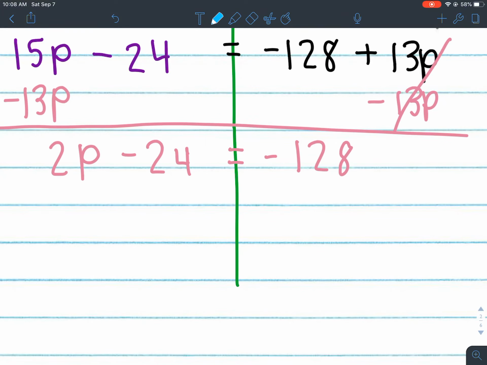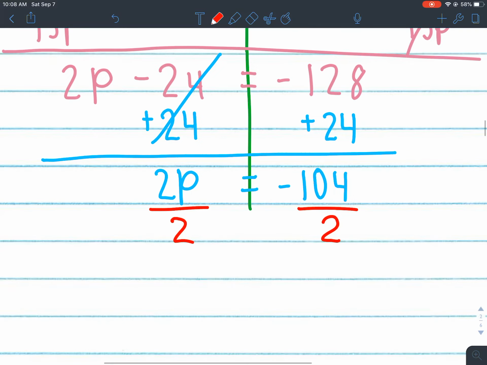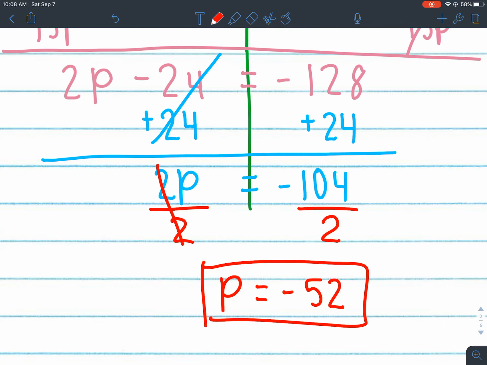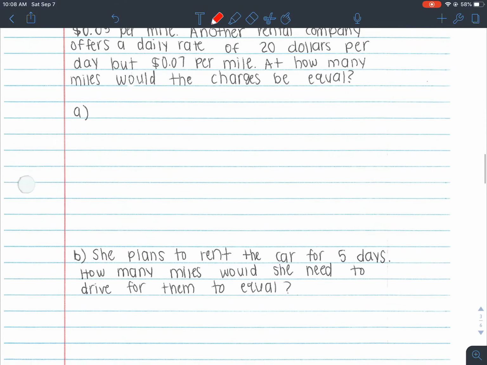Now I want to move all of my constants to the right side, so I'm going to add 24 to both sides. So I have 2p, and then negative 24 and plus 24 cancels. So I'm going to go ahead and move my 2p, it's kind of far away, 2p equals. And then negative 128 plus 24 is going to give me negative 104. And my last step here is I'm going to divide both sides by 2. And p equals negative 52. There we go. So p equals negative 52 here. That's our solution. All right, on the next 2 pages, we have some word problems.